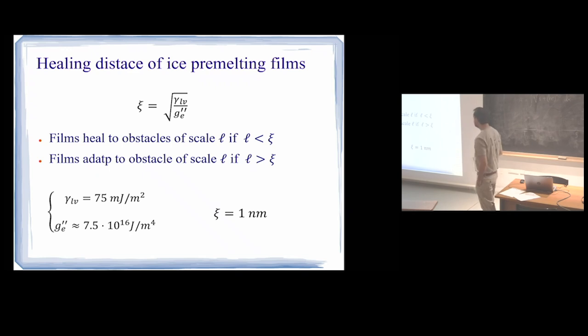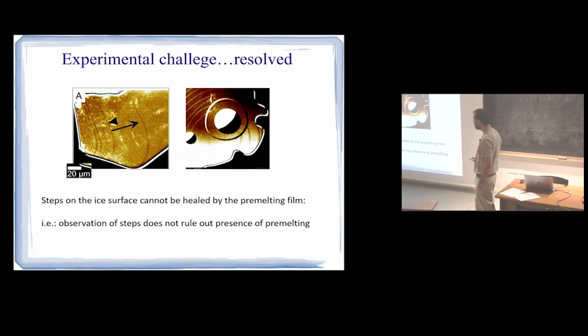From the surface tension value of water and my model of interface potentials, I calculate a healing distance of 1 nanometer. So let's go back to the experiment. This is the ruler they use. These terraces are far larger than 1 nanometer, so they cannot be healed by a pre-melting film. You can still have a pre-melting film and observe these steps in the experiments. So we're okay then.